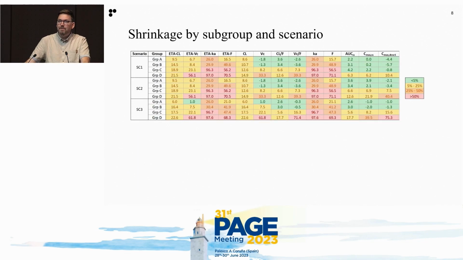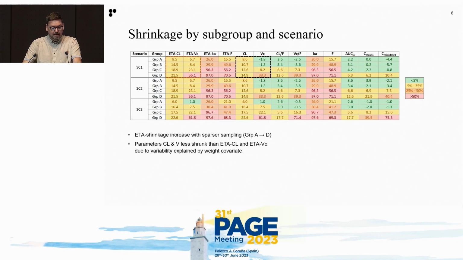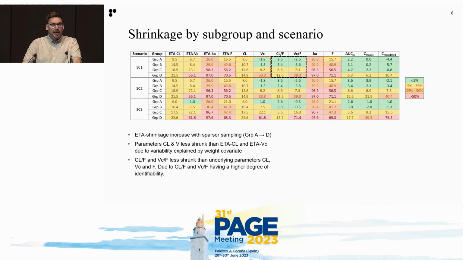So this gave rise to a very busy table, but don't worry, I'll take you through it. Some of the highlights. As expected, eta shrinkage increased with a more sparse sampling design for all random effects. Parameters clearance and volume were less shrunk than the corresponding etas due to the variability explained by the weight covariate in scenario 1 and 2. Clearance over F and volume over F were less shrunk than the underlying parameters clearance, volume, and bioavailability F, due to having a high degree of identifiability.